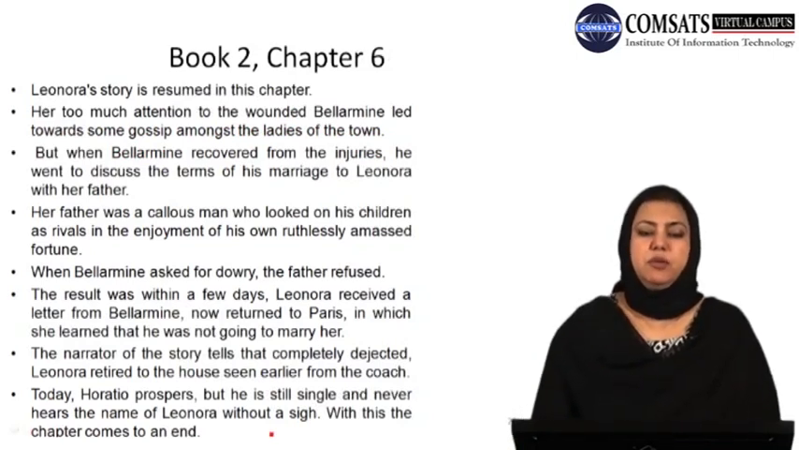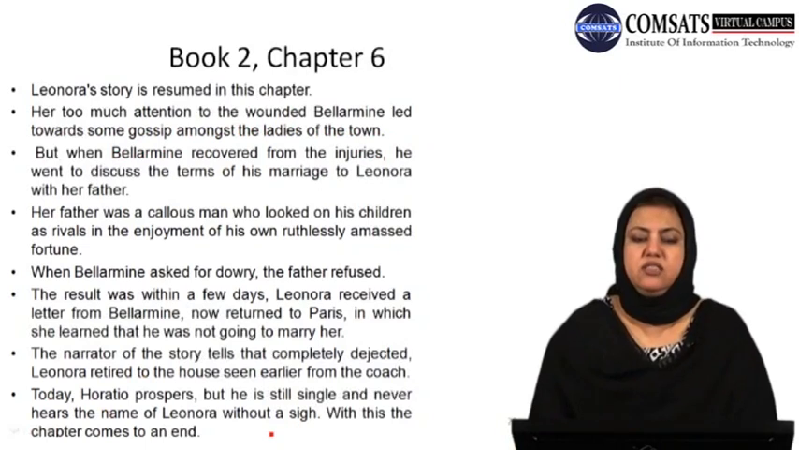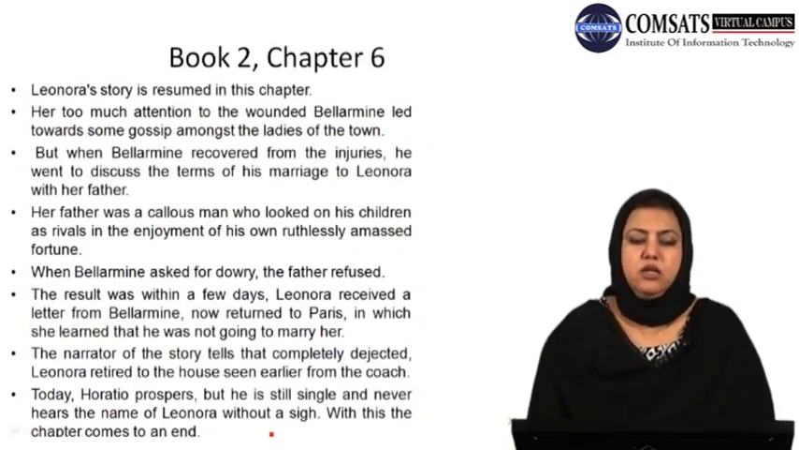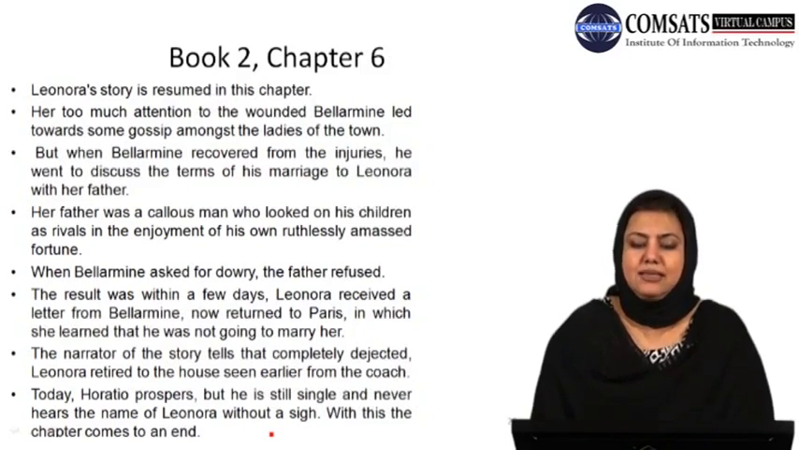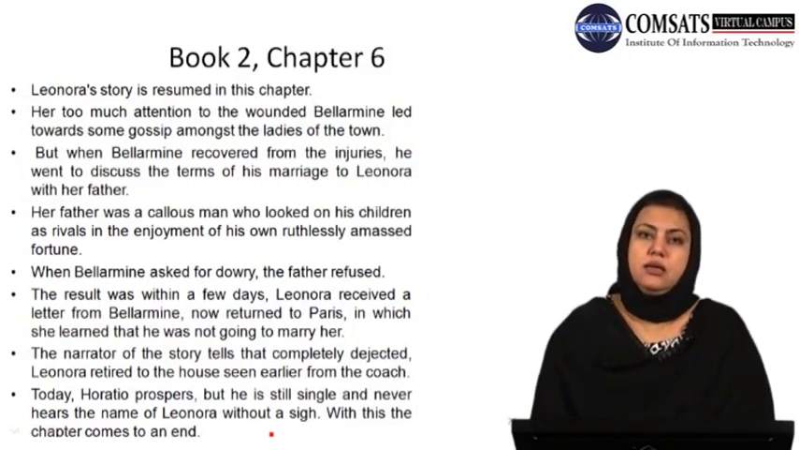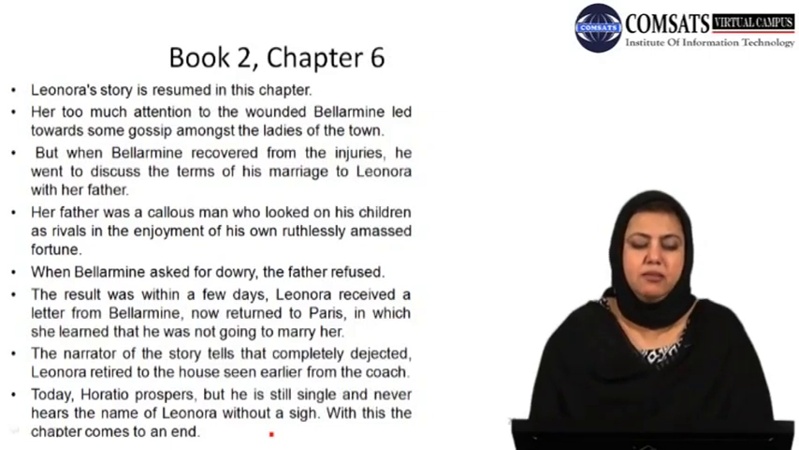Here are important summary points from this chapter. Leonora's story is resumed in this chapter. Her too much attention to the wounded Bellarmine led to some gossip amongst the ladies of the town. But when Bellarmine recovered from the injuries, he went to discuss the terms of his marriage to Leonora with her father. Her father was a callous man who looked at his children as rivals in the enjoyment of his own ruthlessly amassed fortune. The natural result of this was that when Bellarmine asked for dowry, the father refused.